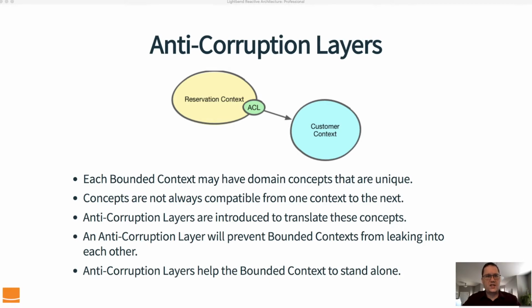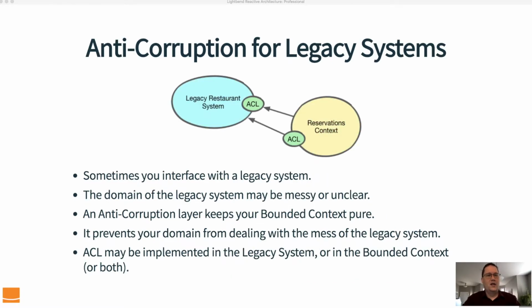So this is in the situation where we have pure bounded contexts. Our reservations context and our customer context are fairly pure. We understand their boundaries fairly well. That's not always the case. Sometimes you have to interface with a legacy system.